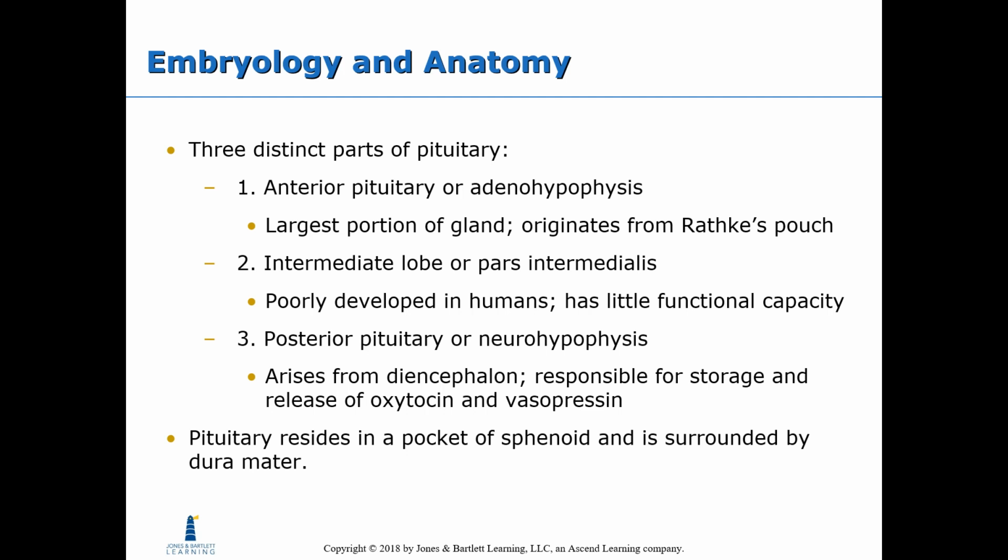There are three distinct parts of the pituitary. The anterior pituitary, also called the adenohypophysis, is the largest portion of the gland. There's an intermediate lobe, or pars intermedia, and that has very little functional capacity. And then there's the posterior pituitary, or neurohypophysis.